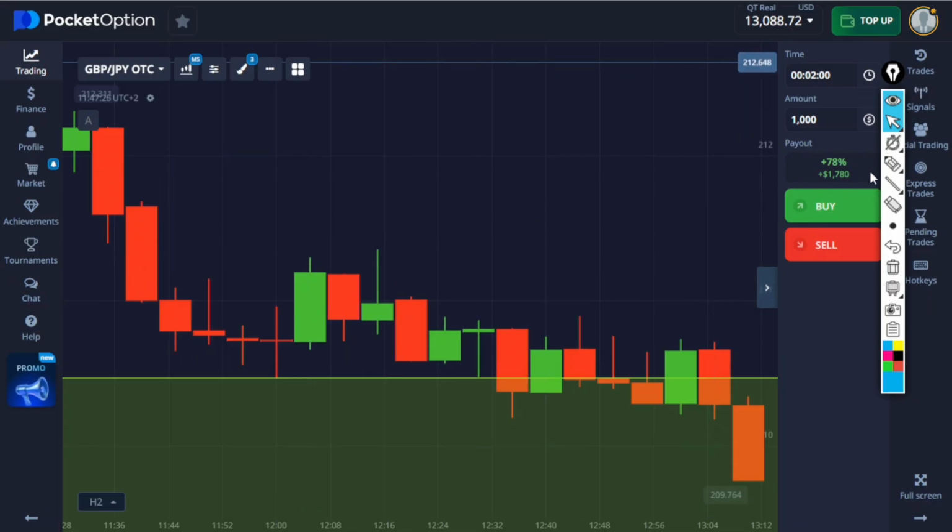this over here was a break of structure. Okay, but there's a reason why I wouldn't have taken this trade. Okay, we get a high, we get a higher low, and here we get a higher high. So on this candle here, we got a break of structure. Okay, the candle broke above the most recent high, and the candle closed green.